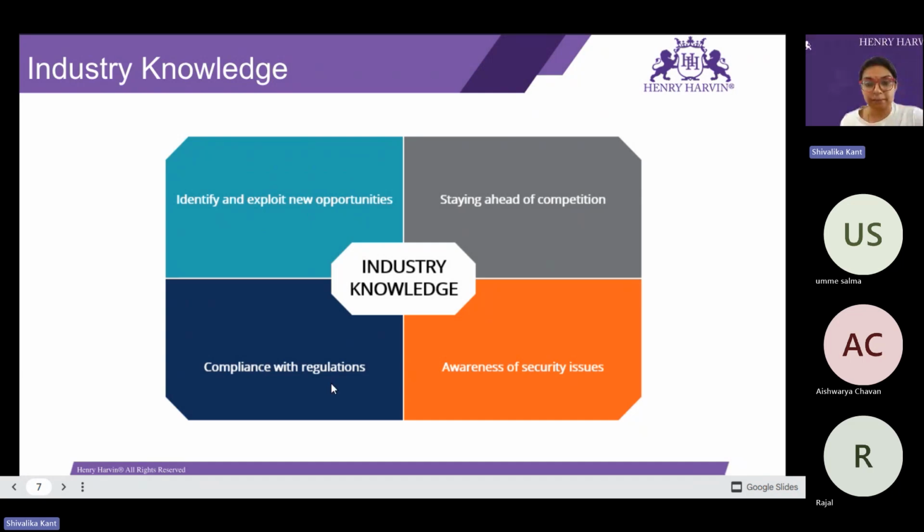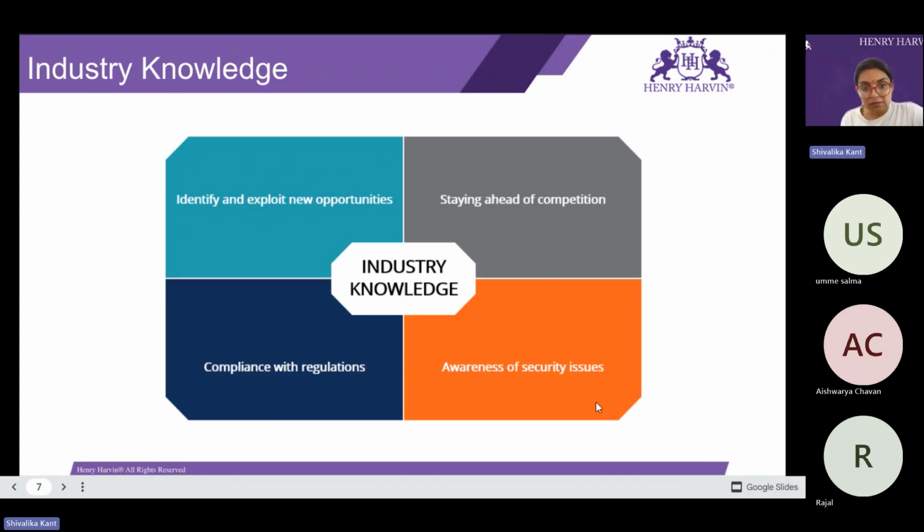Then we have awareness of security issues. It's a digital world today, and it is interconnected. Industries face growing cybersecurity threats, data privacy concerns, and operational risk. So strong industry knowledge involves recognizing potential vulnerabilities and implementing preventive measures. This is very important to understand how to safeguard your assets, customer trust, and business continuity.